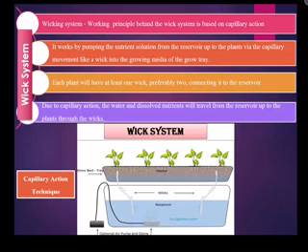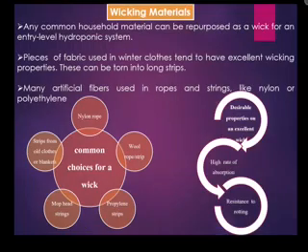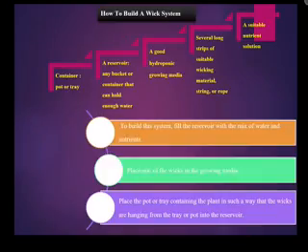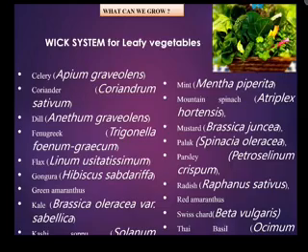Then the fourth system is a wick system. In a wick system, many of us may not be comfortable with daily watering, and if we are going on a vacation or something, we may not be able to water our plants. So this wick system is a solution for all those problems. It is a self-watering type of system. So how we go about a wick system, I'll come to the photographs.